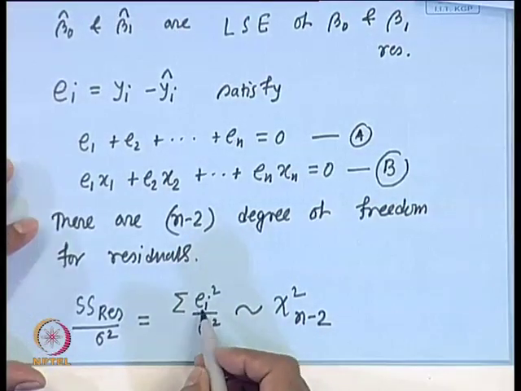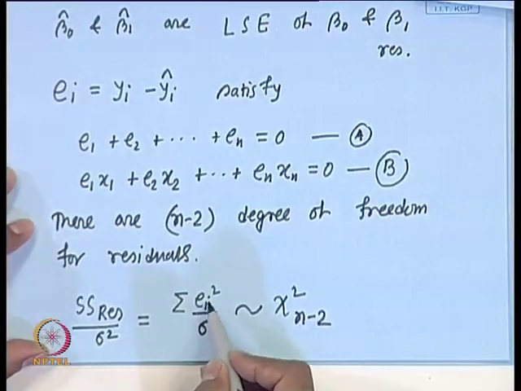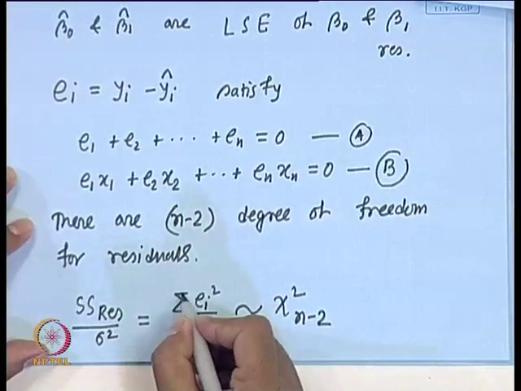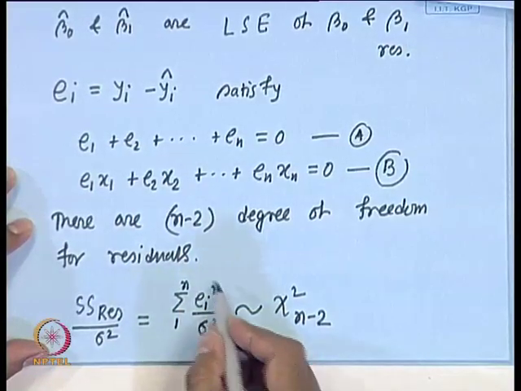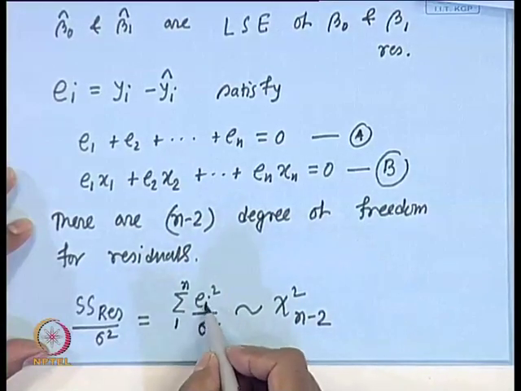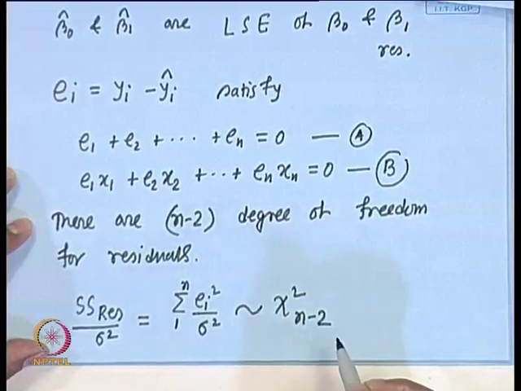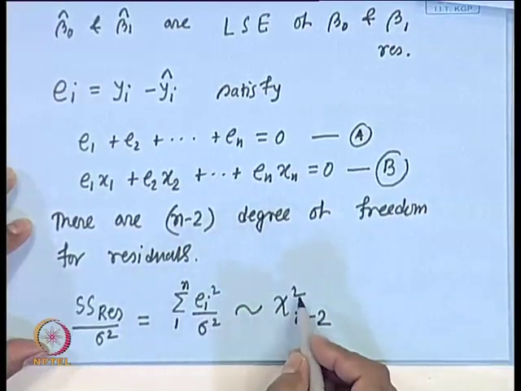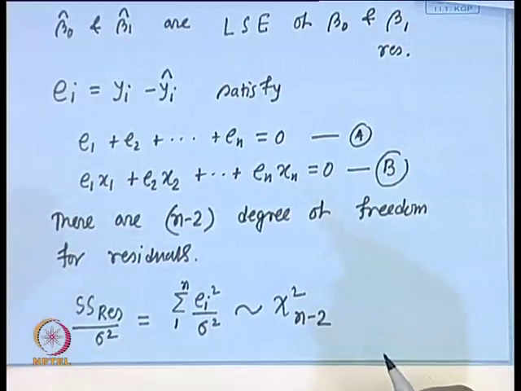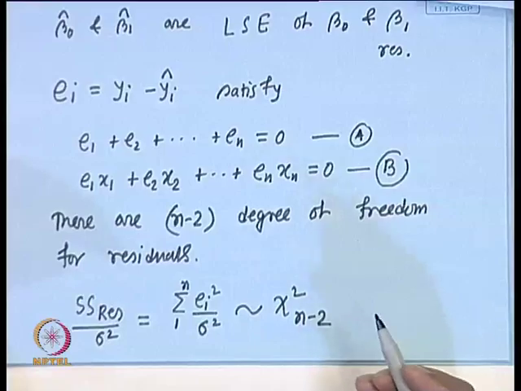If there is no constraint on EI, then this could follow chi square n, but since we have 2 constraints on the residuals, it does not follow chi square n, it follows chi square n minus 2. So, I repeat, we have the freedom of choosing n minus 2 residuals independently, and the remaining 2 residuals have to be chosen in such a way that they satisfy these 2 conditions, summation EI equal to 0 and summation EI XI equal to 0.